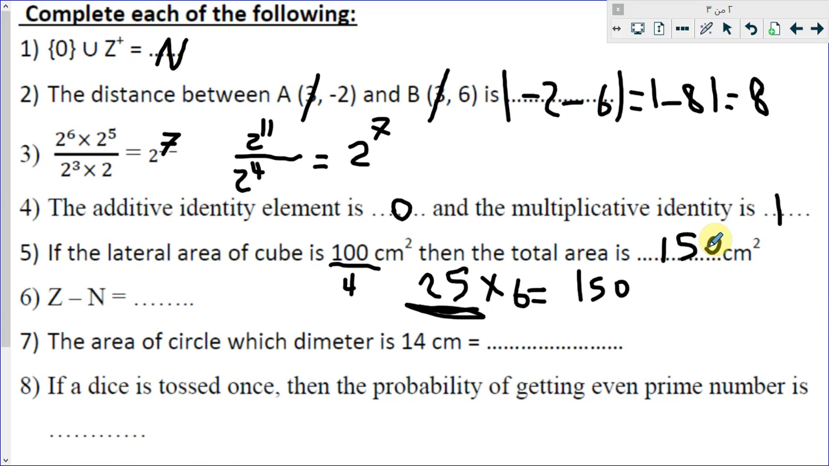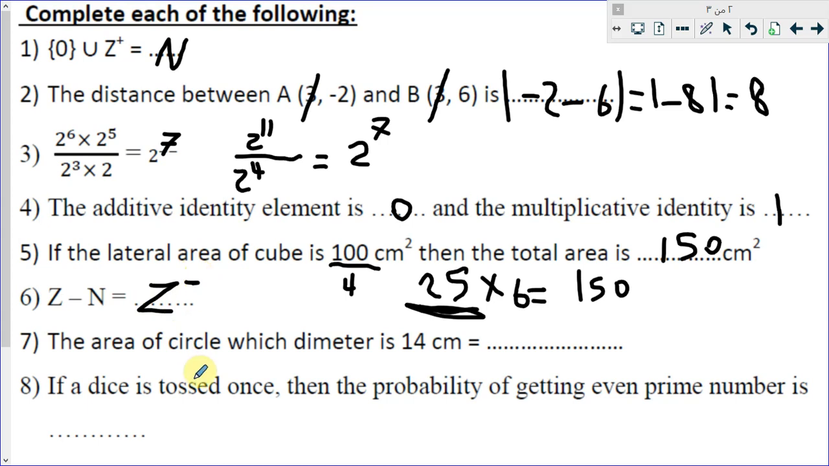Z minus n. What is the meaning of z minus? All integers numbers, and we will cancel natural numbers from it, or we will subtract the natural numbers from it. It will be, yes, it's true, z negative. This is the remainder of the numbers, all the rest of the numbers.